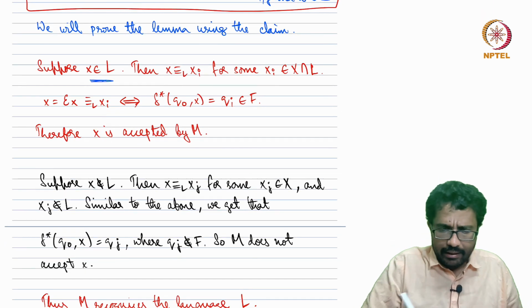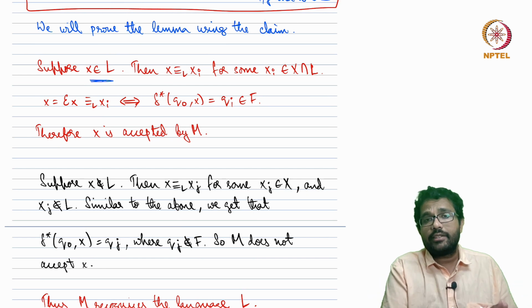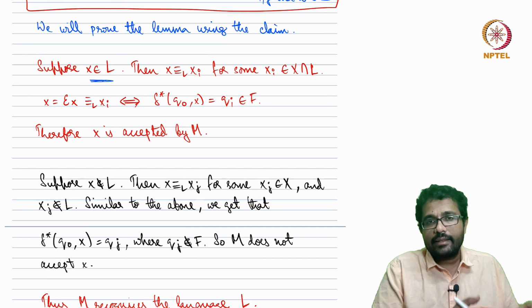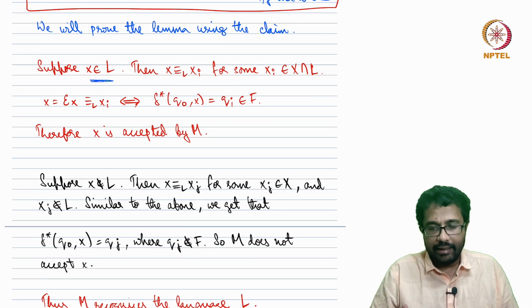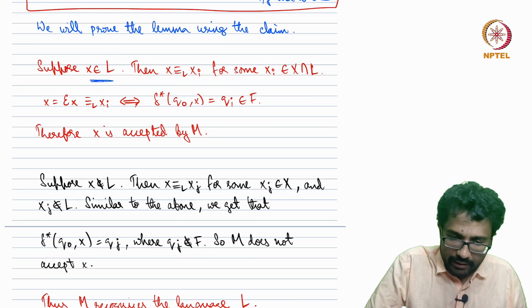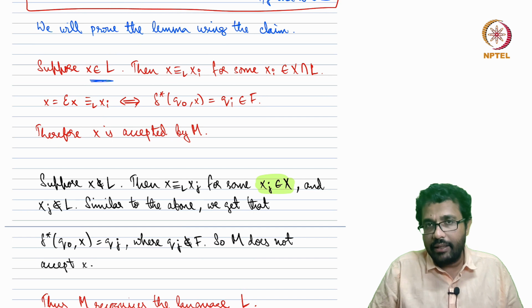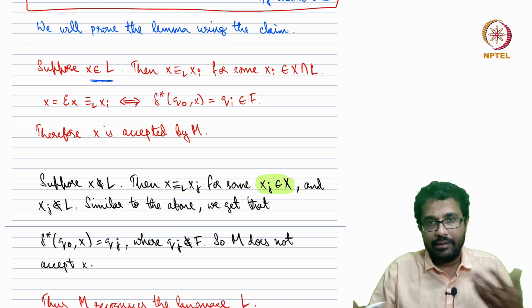So then the next part is fairly similar, right? We have to show that any string that is not in the language is rejected. So suppose X is not in L. This means X is equivalent to some Xj that is in X. This Xj must be in X, but is not a member of the language, because otherwise they would not be equivalent.